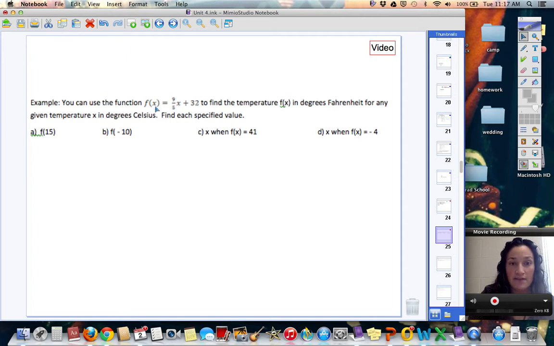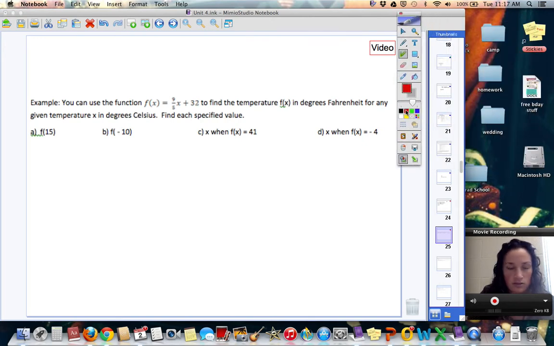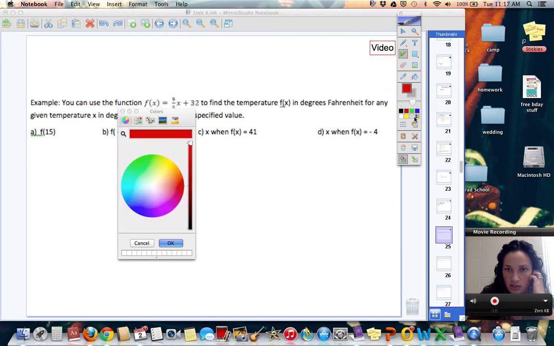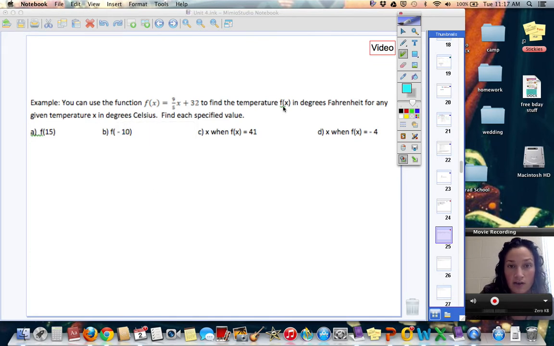So we can use the function f of x equals 9 over 5x plus 32 to find the temperature, f of x, in degrees Fahrenheit for any given temperature, x, in degrees Celsius. So find each specific value. Let me highlight here in a different color. If I look at this, f of x right now is Fahrenheit.